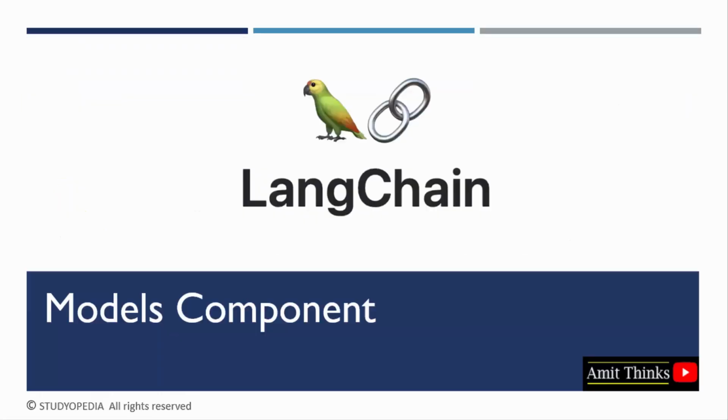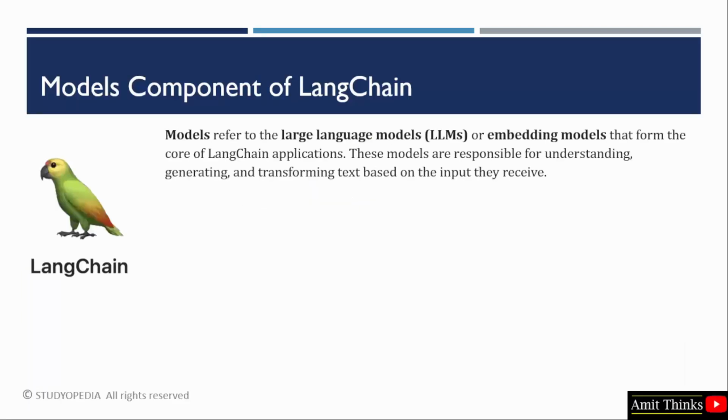In this lesson, we will understand what is the models component of LangChain. Let us see. Models, as the name suggests, refers to your LLMs, that is large language models. It can also include your embedding models. These models are actually responsible for managing, understanding, generating, and transforming text based on the input received. Let us see the types.